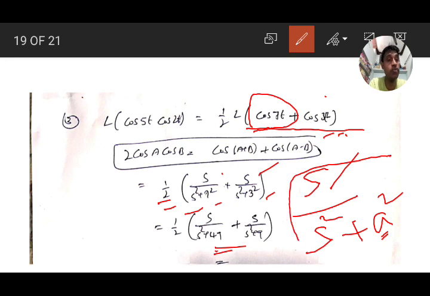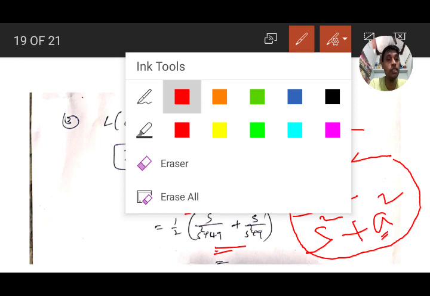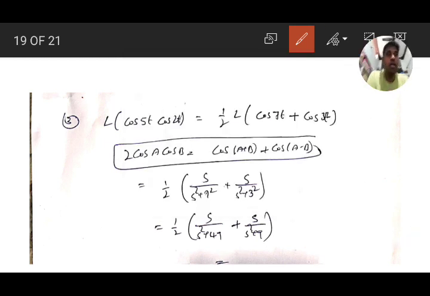So we are using this formula s by s square plus a square, L of cos at. Means in this problem we are doing 3 steps. Here we don't have the direct Laplace transform formula for cos 5t cos 2t, product of two functions. So we have only 8 standard formulas up to now, the basic formulas. So we don't have the formula for that one. So by using the trigonometry formula 2 cos a cos b, simplify it, a equal to 5t, b equal to 2t, we get this step.